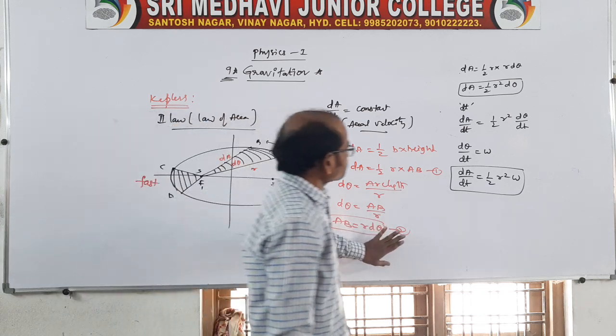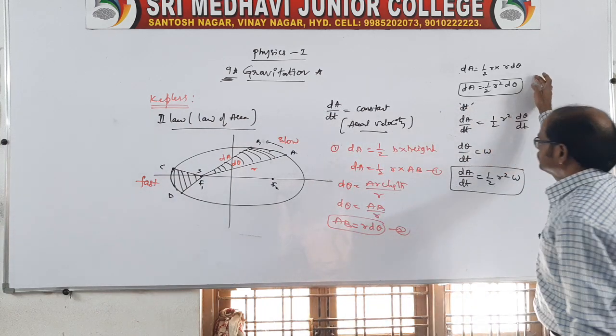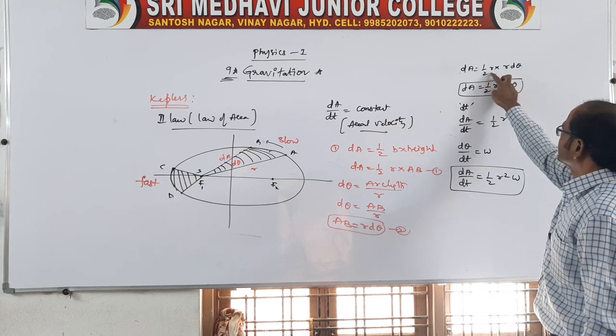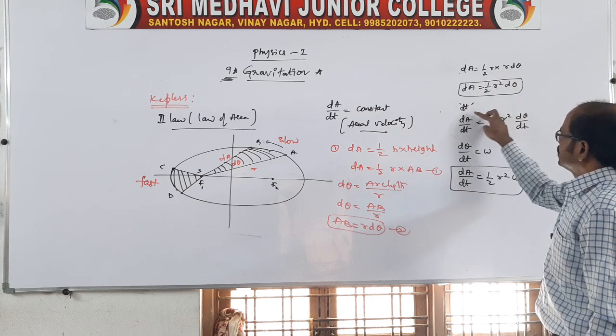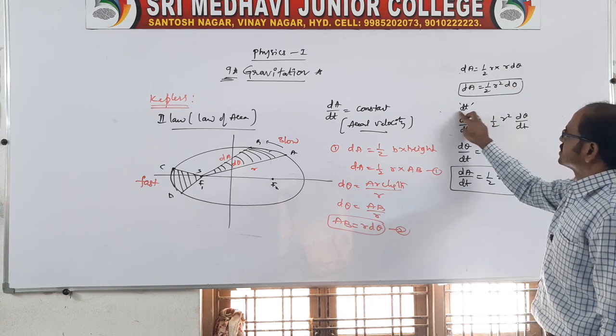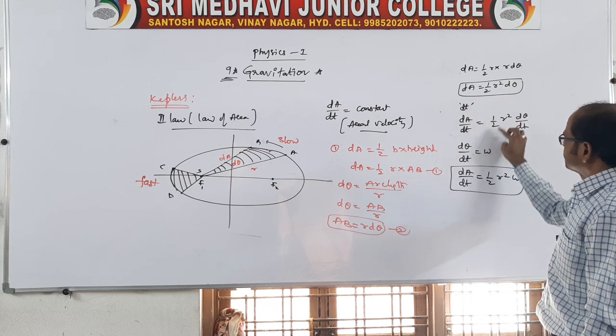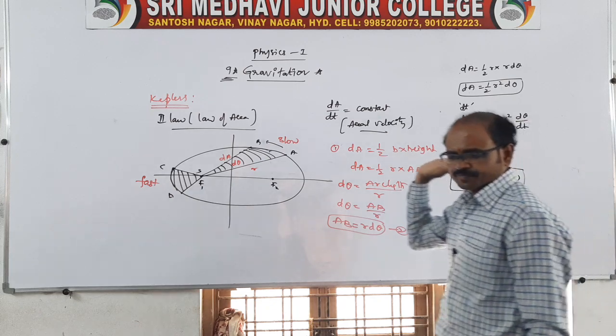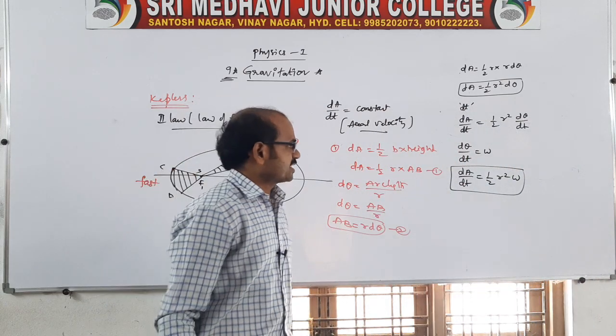From 1 and 2, dA is equal to 1 by 2 r into r d theta, that is, 1 by 2 r square d theta. So dividing by time on both sides, dA by dt is 1 by 2 r square d theta by dt. D theta by dt is equal to omega. So this is the relation for the areal velocity vector.